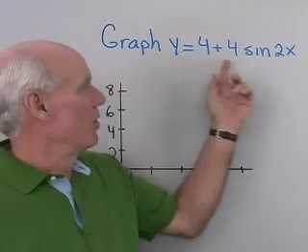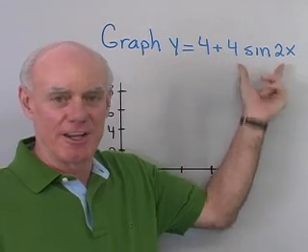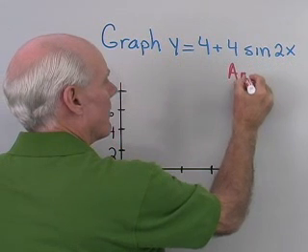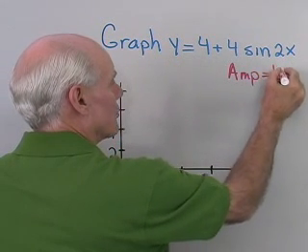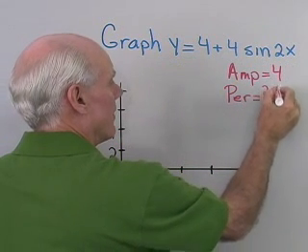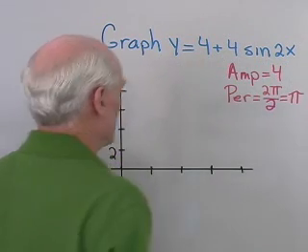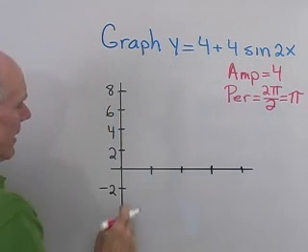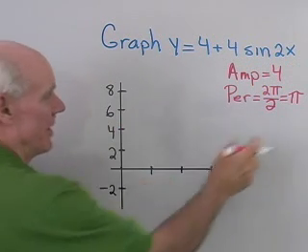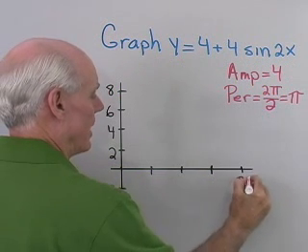Here we have y equals 4 plus 4 sine 2x. Let's take a look at this part of the graph and see if we can identify the amplitude and period. First of all, I see that the amplitude is going to be equal to 4, and the period is going to be 2 pi divided by 2, which will just give me pi. So on the y-axis I've already labeled 2, 4, 6, 8. Let's label the x-axis, so the period is going to be pi.